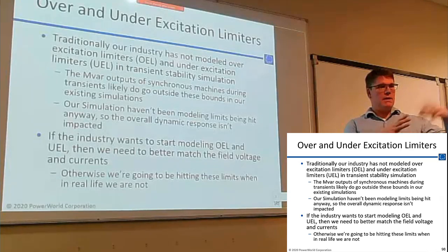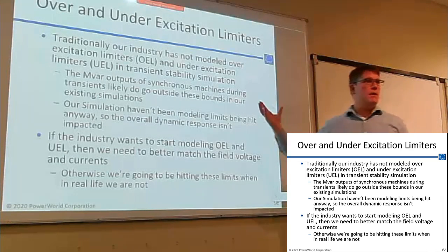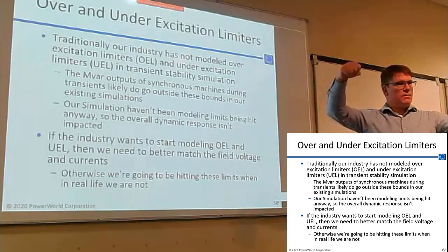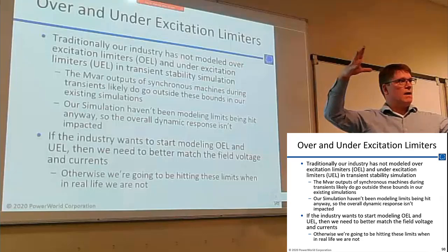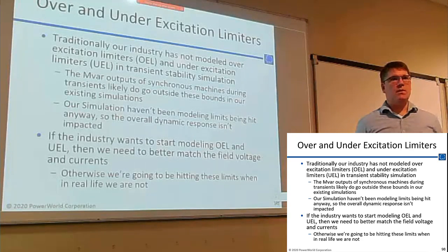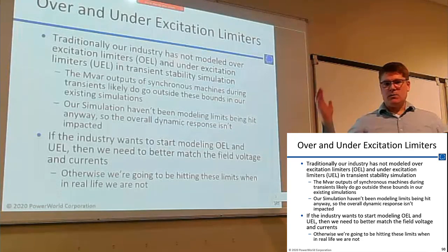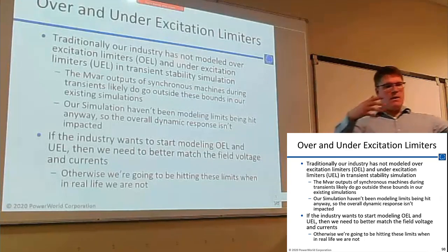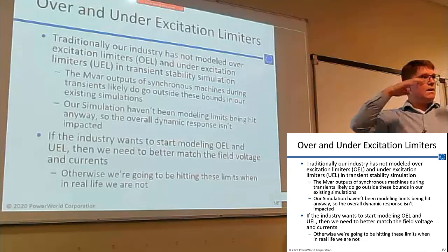He was applying a big solar flare coming and hitting Wisconsin, and he expected a voltage collapse. And he ran the studies, and everything was fine. And he was like, this is ridiculous. And then he went to look at the generator VAR outputs, and they were all 5 and 10 times higher than the steady state limits.